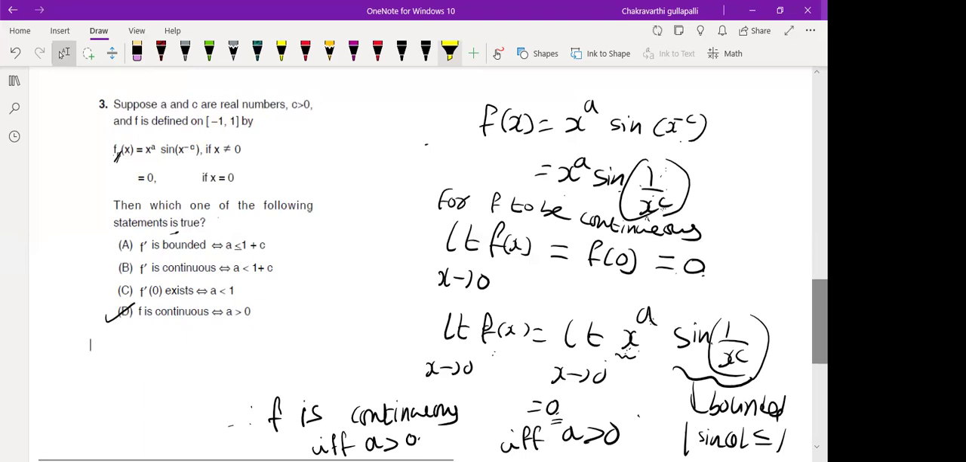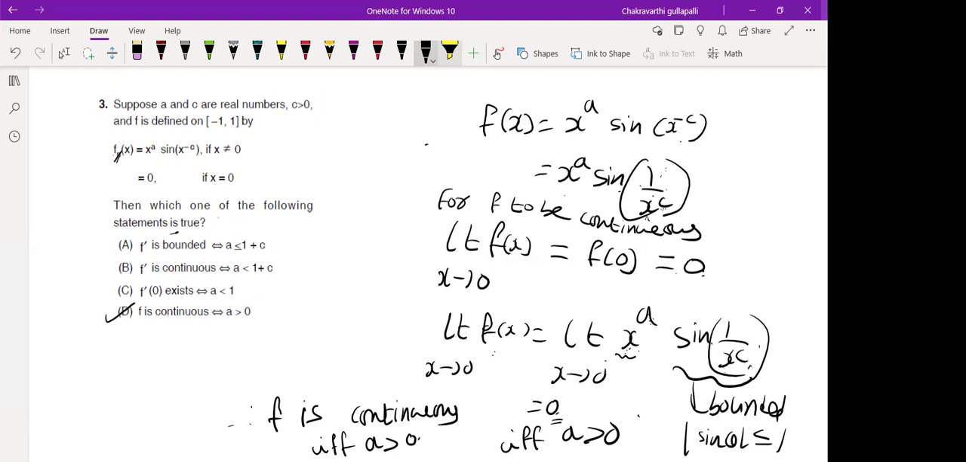Some students, what will they do? They will divide this by 1 by x power C, with limit theta going to 0. But here, this is not 0. The 1 by 0 becomes infinity. It is not sin theta by theta. Not only sin theta by theta, theta should go to 0. Then only you can write the standard limit: limit theta going to 0, sin theta by theta is 1. That you can write only when theta goes to 0. But here x goes to 0, 1 by 0 becomes infinity. So you cannot apply such standard results.